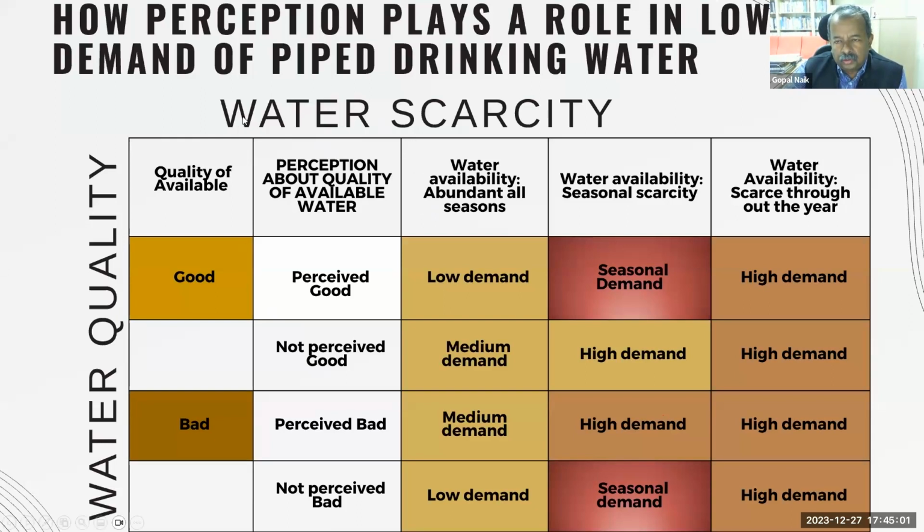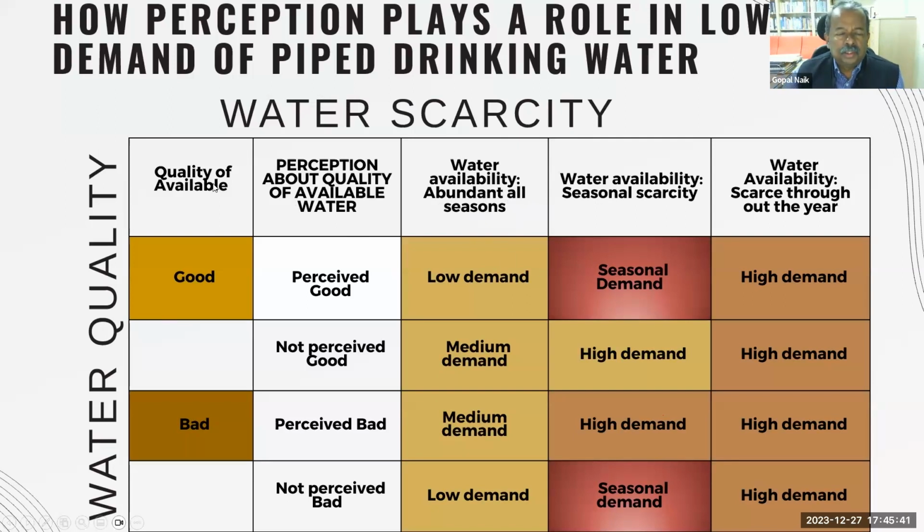So you have on one side water scarcity, and of course the other one is water quality. So in water scarcity, of course, there is one more parameter or dimension, which is basically perception about quality of available water by the households. Now one can look at, as far as water scarcity is concerned, it could be available abundantly throughout the year, or there may be a seasonal scarcity, or there may be a full scarcity. So, three different scenarios we can think of.